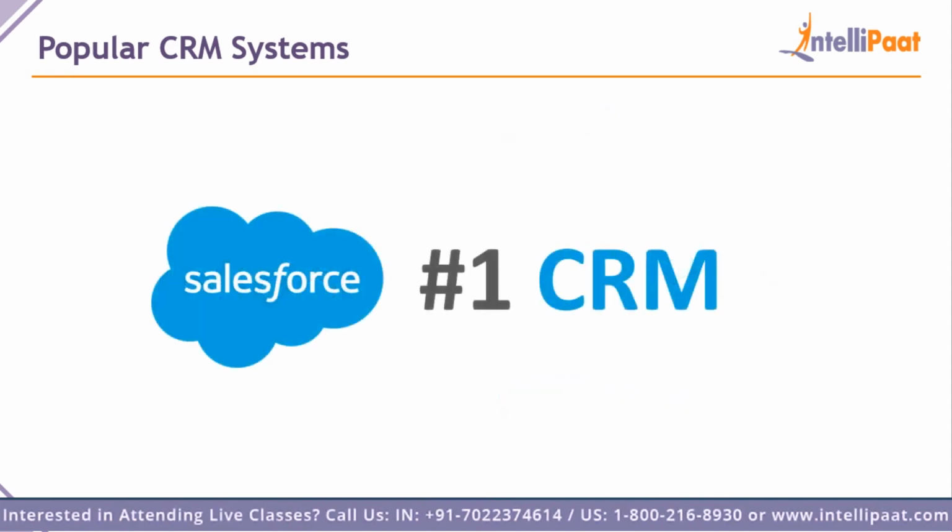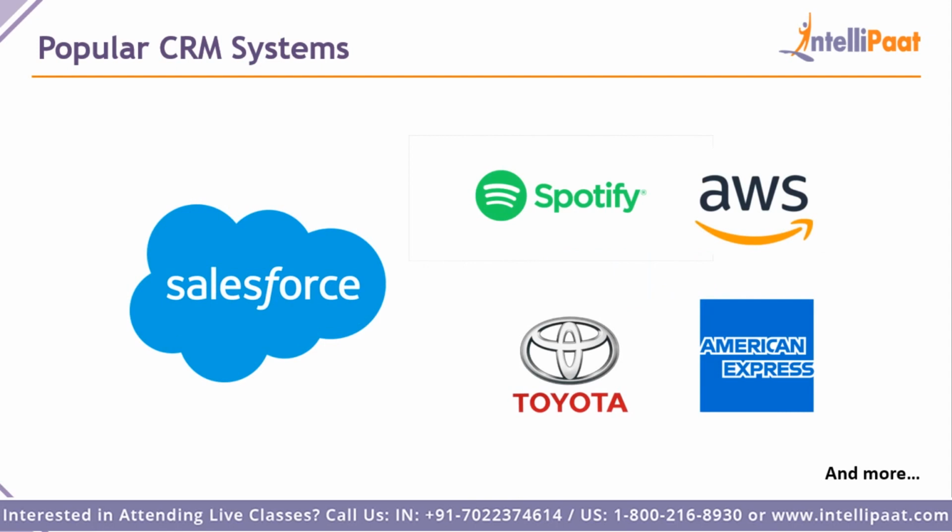And I cannot forget the number one CRM, which is Salesforce. So guys, Salesforce is the number one CRM, and it has topped the charts for so many years. I would say for the last 7-8 years, I have seen Salesforce topping the Gartner charts. So Salesforce has been used by Spotify, AWS, Toyota, and American Express, and so many more. So all these companies use Salesforce to manage their leads. So CRM as a whole is something very important for every company, and almost every company wants such a product in their company.